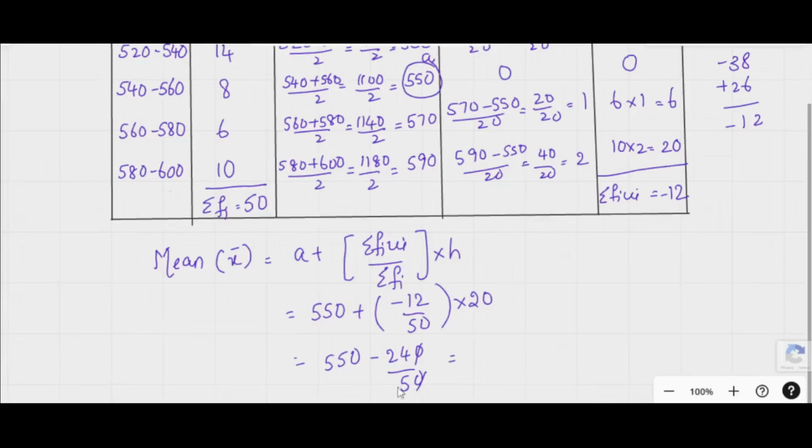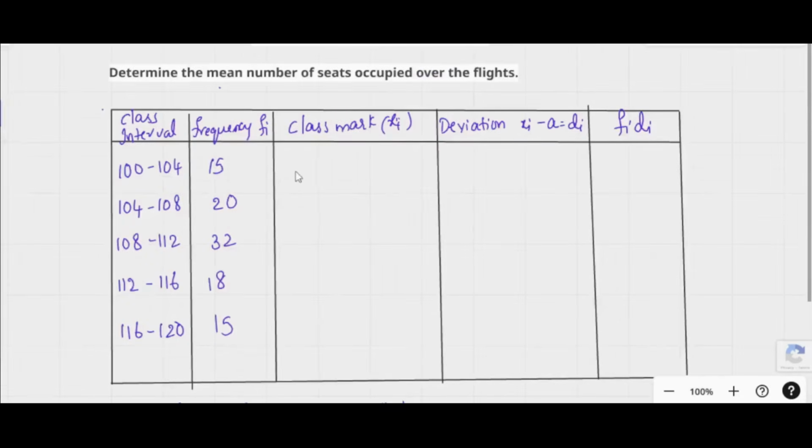5 ones are 5, 5 fours are 20. Yep, 4.8. So 550 minus 4.8 is equal to 545.20. This is our mean. This is the answer.